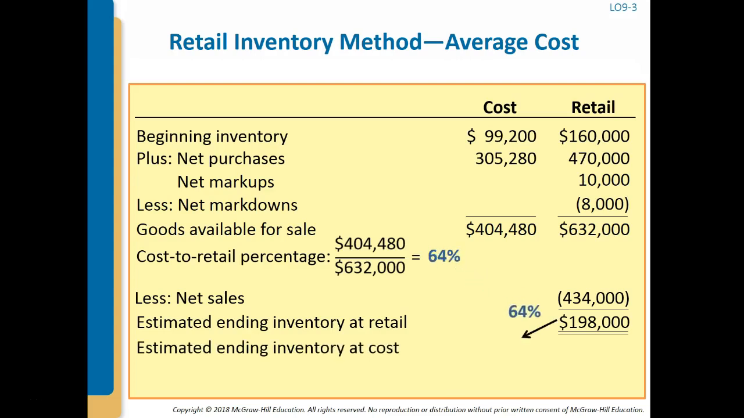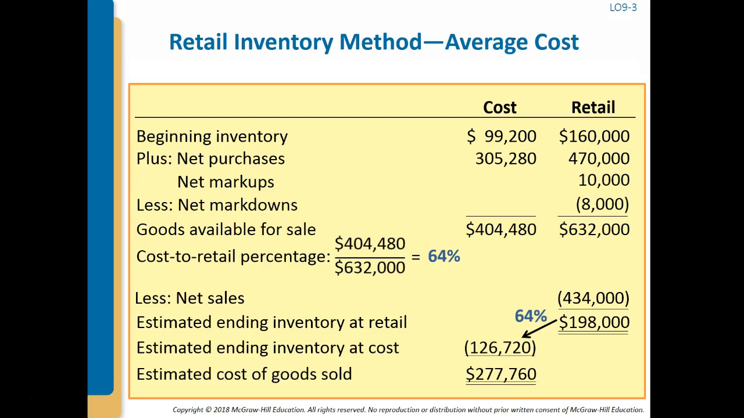Notice that both markups and markdowns are included in the determination of goods available for sale at retail. By adding beginning inventory, net purchases, and net markups and deducting the net markdowns, we get goods available for sale at cost of $404,480 and goods available for sale at retail of $632,000. The cost to retail percentage is calculated by dividing the total cost of goods available for sale of $404,480 by total goods available for sale at retail of $632,000. This gives us a cost to retail percentage of 64%.